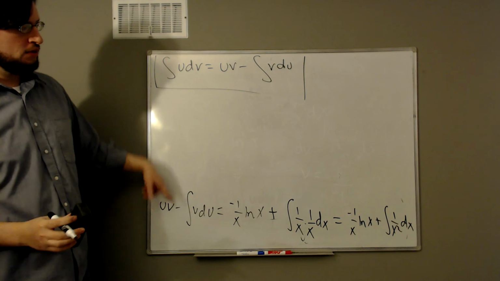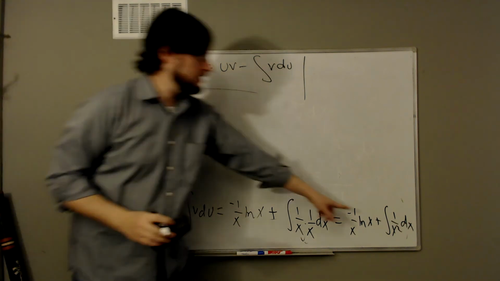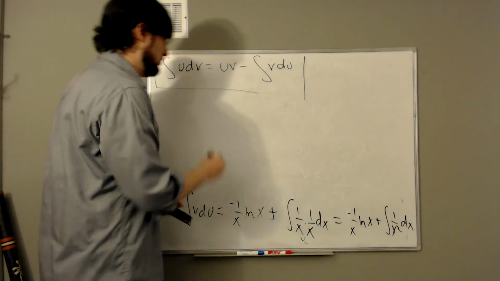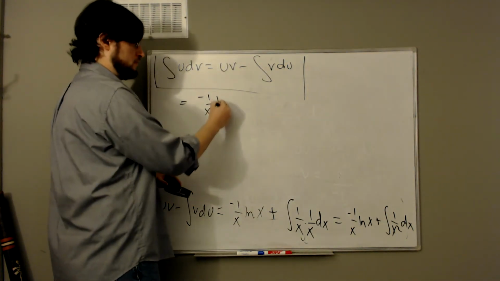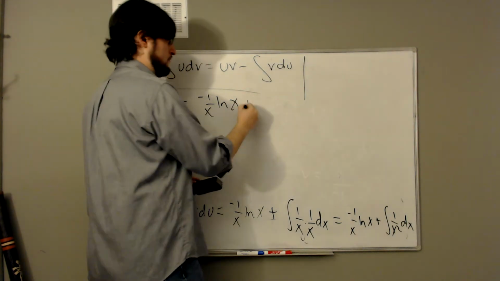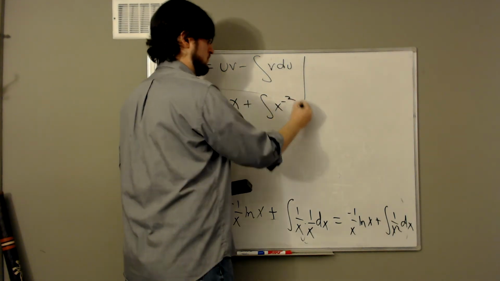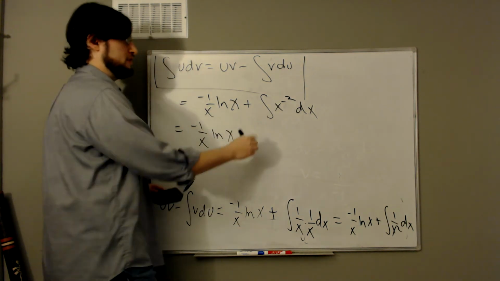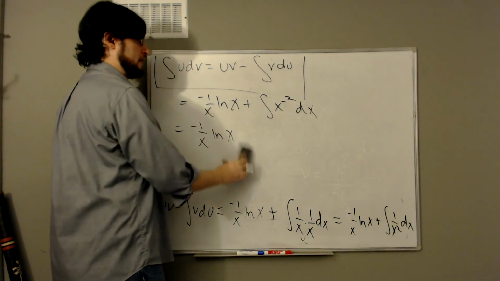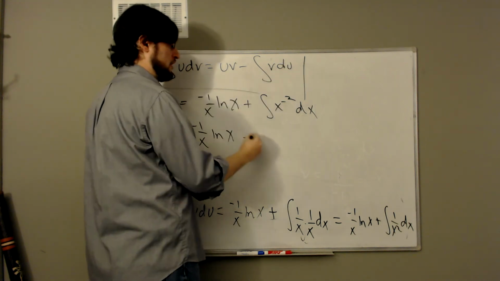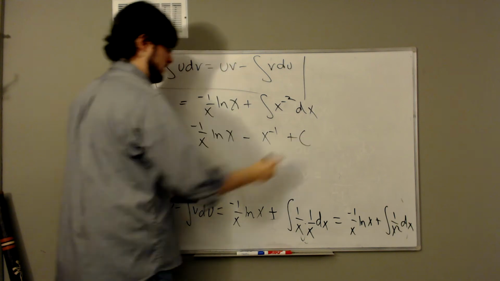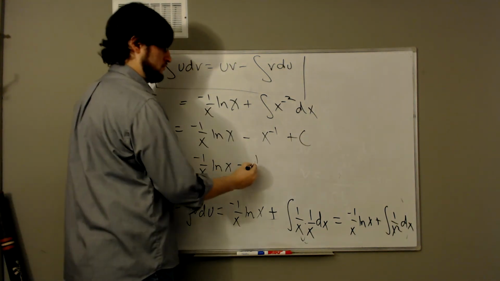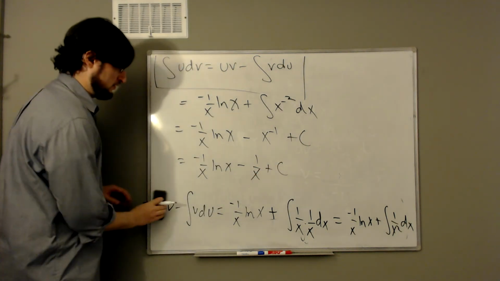Which finally we can simplify because I can anti-differentiate 1 over x squared. In fact, we just did that. That's x to the minus 2. So this is what we see. x to the minus 2 becomes x to the minus 1 over minus 1, which is minus x to the minus 1, plus c. And this is our answer.